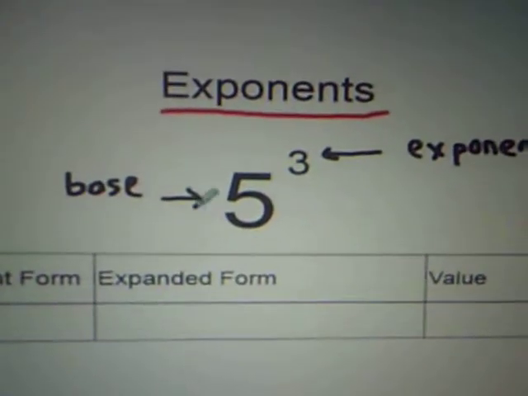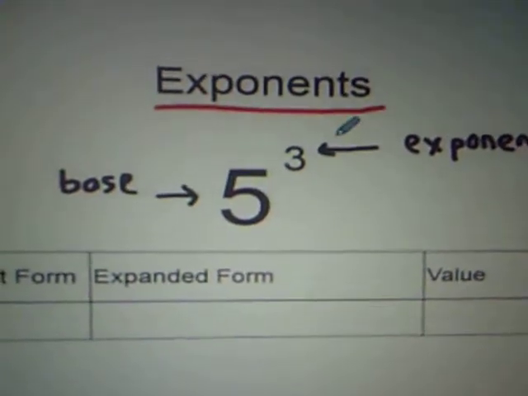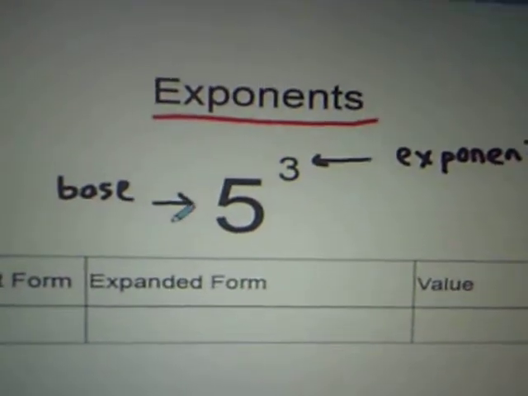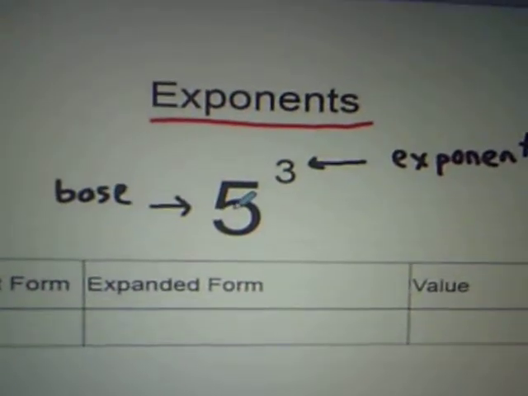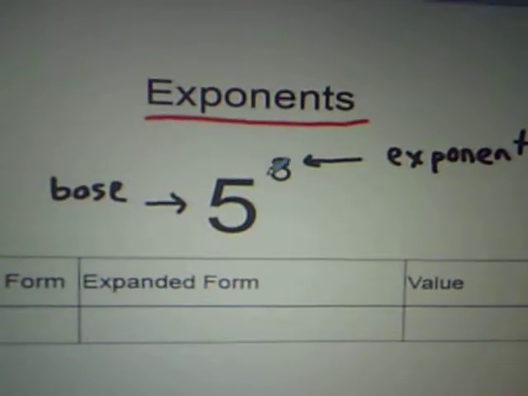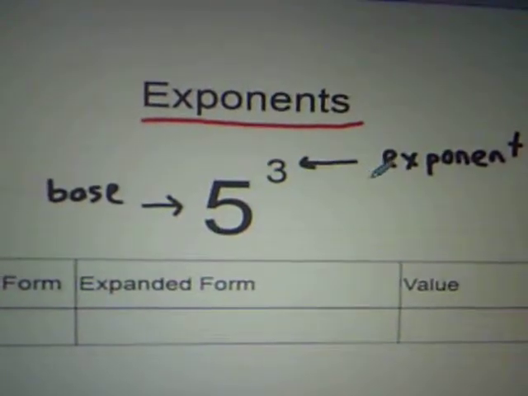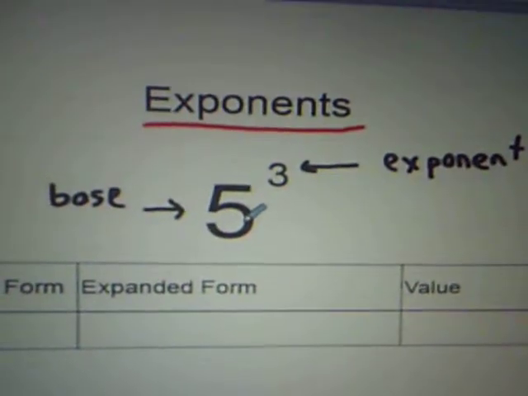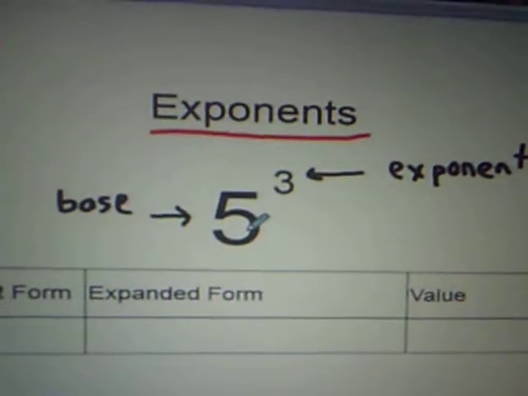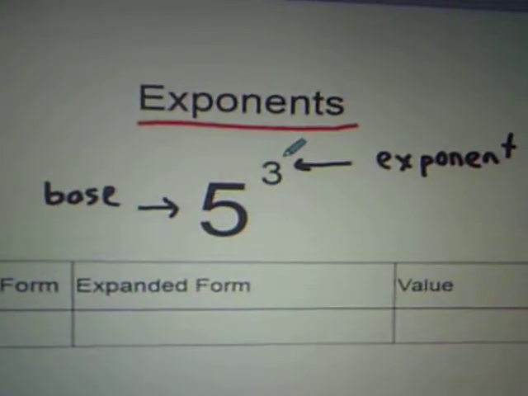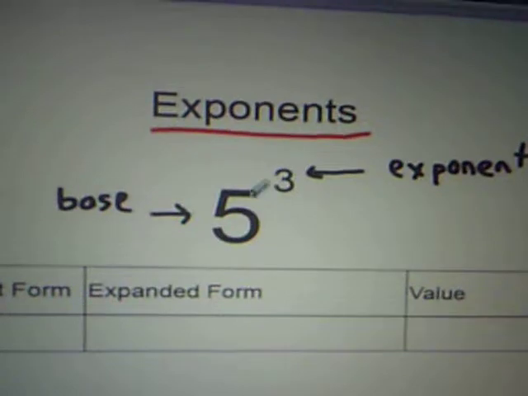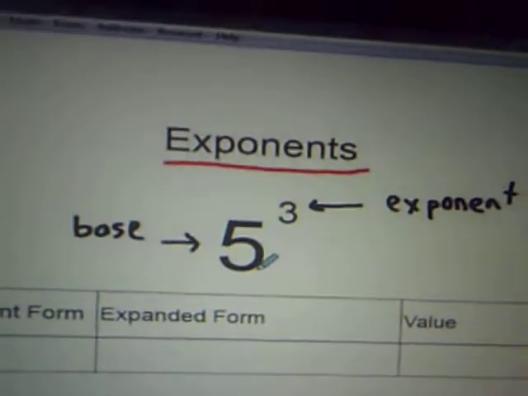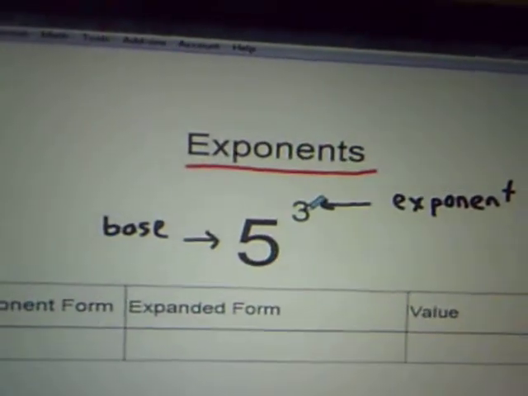Okay? So whenever we see a number in this format, we know we're working with exponents. So in this example, our base number is 5, and our little number up to the right is called the exponent, and that is a 3. So we can say this in a couple ways. We can say 5 exponent of 3, or we can say 5 to the third power. Let's see what this means. The exponent is very important.